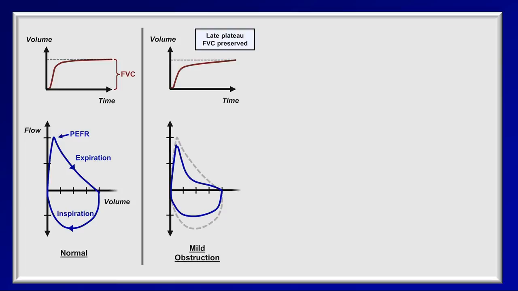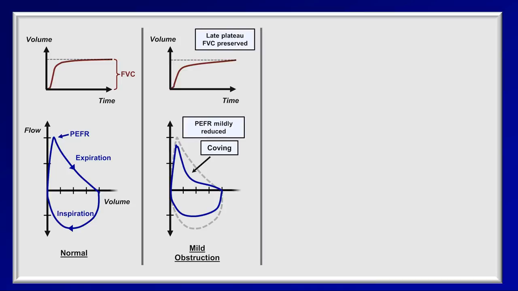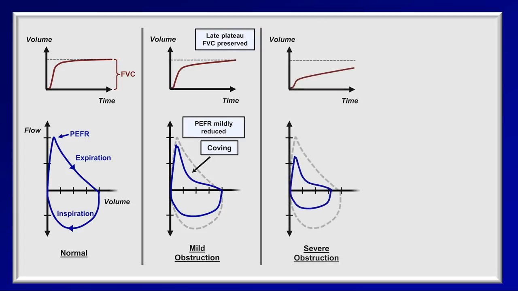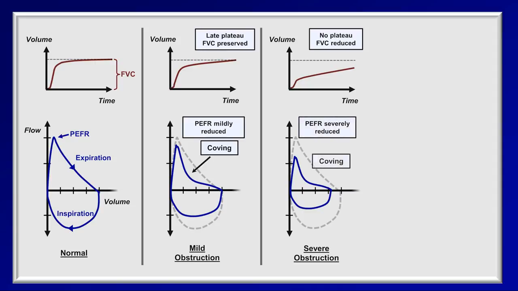In the flow volume loop, the peak expiratory flow rate may be mildly reduced, but more significantly, there is deformation in the middle of the expiratory limb of the loop, usually referred to as a coving. This qualitative finding is analogous to the quantitative finding of a reduced FEF 25 to 75%. In the next situation, severe obstruction, a reduction in the FVC is visible in both curves. In addition, in the flow volume loop, the peak flow is severely reduced and coving may be even more pronounced.